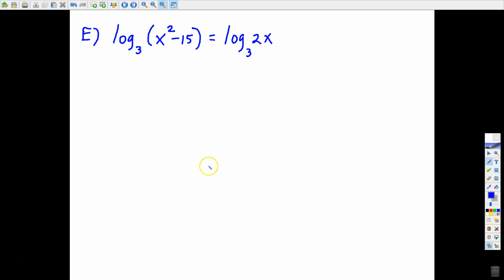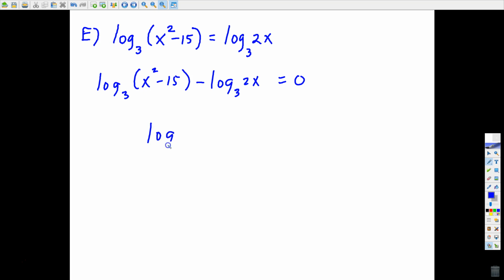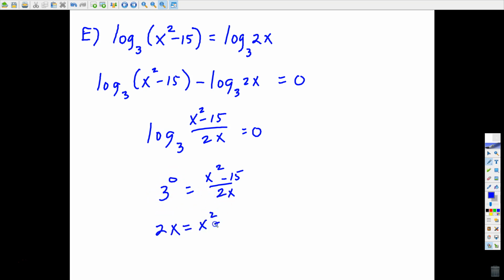Okay, let's try one more. Once again, I'm going to get my log expressions on the same side of the equation. So I'm going to subtract log base 3 of 2x, make it equal 0. Put one log together using the quotient property. Change it now into exponential form. Multiply by 2x on both sides, realizing this is just 1. So 2x is equal to x squared minus 15. Set it equal to 0, standard form.